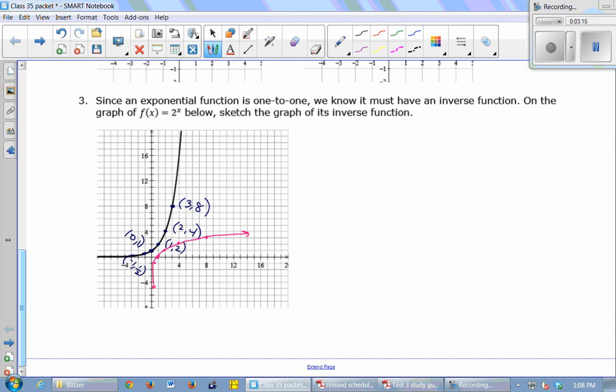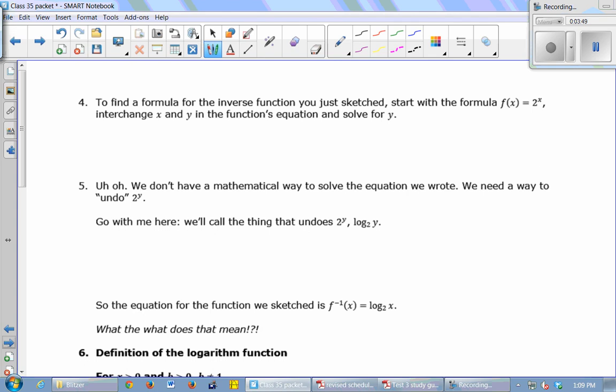And you can see that the curve I drew is the reflection of 2 to the x over the line y equals x. So this is the inverse of y equals 2 to the x. What do you think its formula is? The formula for that pink curve. Yep. So that's how you find formulas for inverse functions.